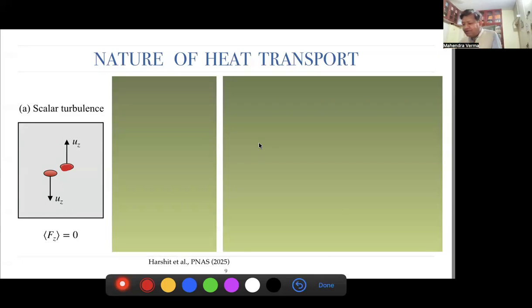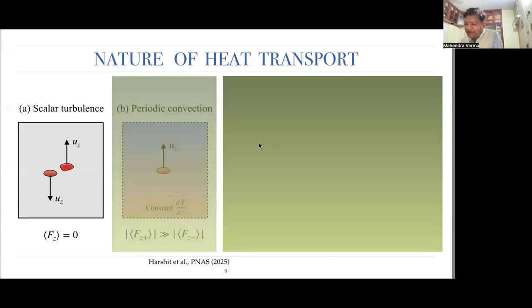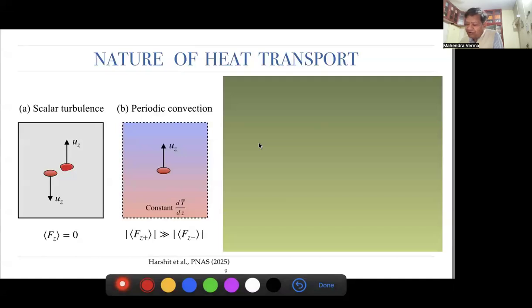Okay. However, when you apply a temperature gradient, but no walls, then the hot plume goes up. But it doesn't go down because it's being forced to go up. So positive heat flux wins over negative heat flux, and this gives you Rayleigh half. That is a periodic boundary condition. It has been shown that it is half.